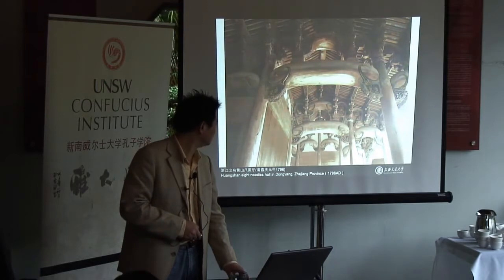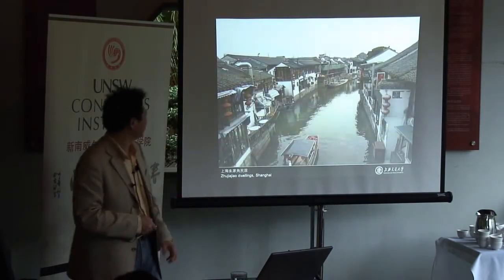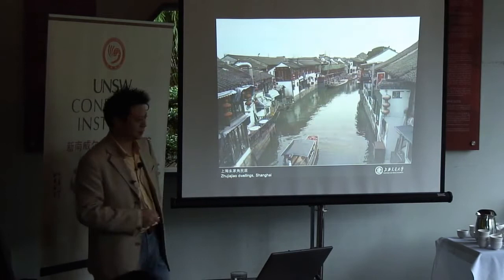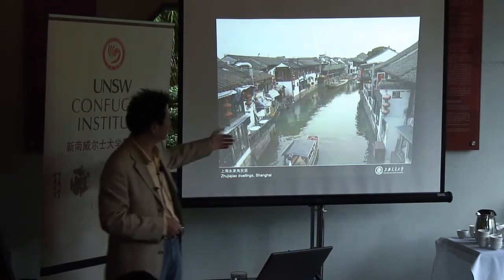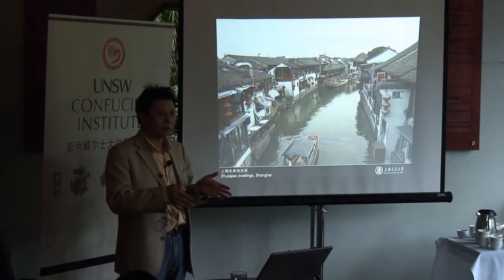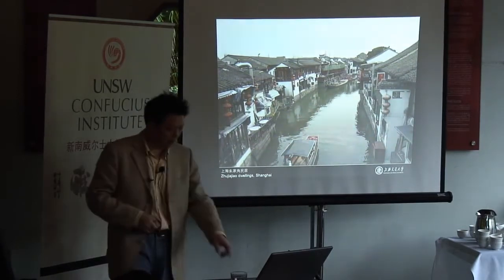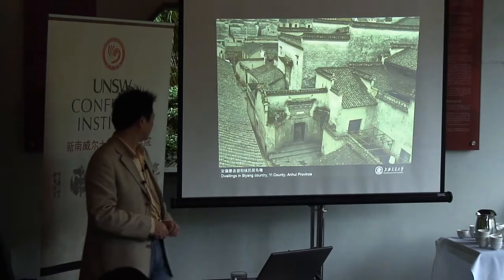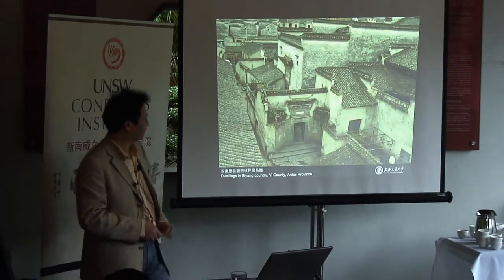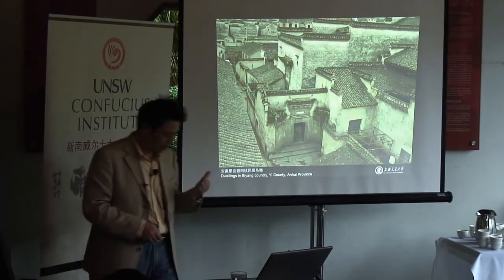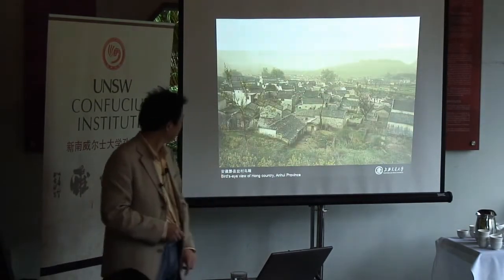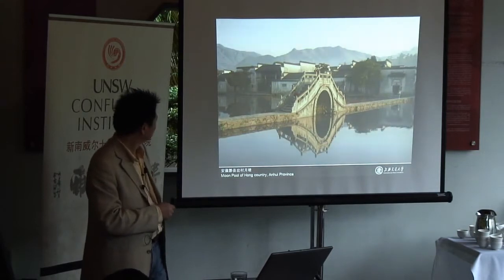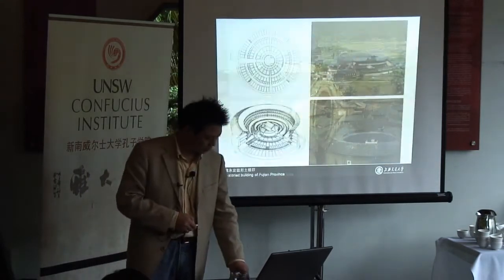The Qing Dynasty. There is an old water town close to Shanghai, Zhujiajiao. If you have a chance to visit Shanghai, you can visit this town. It's maybe 30 kilometers away from downtown Shanghai. This is an Anhui Yixian dwelling, typical of Hui style. The village bridge is in front of the dwelling.